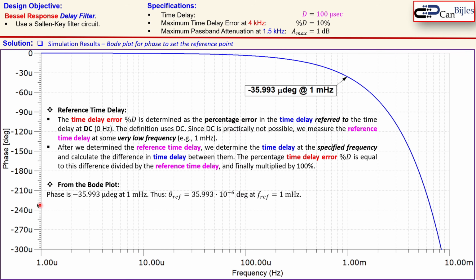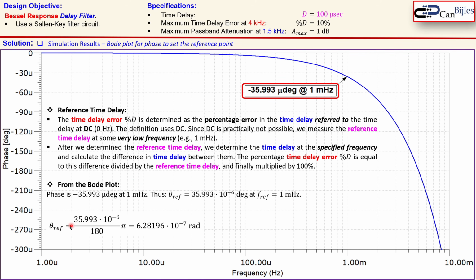Now from the Bode plot we see here the phase is minus 35.993 micro degrees at 1 millihertz. So you see that here. It's a very small phase shift. That means actually the following. Looking at it in formula form, you can say now the theta reference is this much degrees at the reference frequency of 1 millihertz. Okay, that's again labeled here.